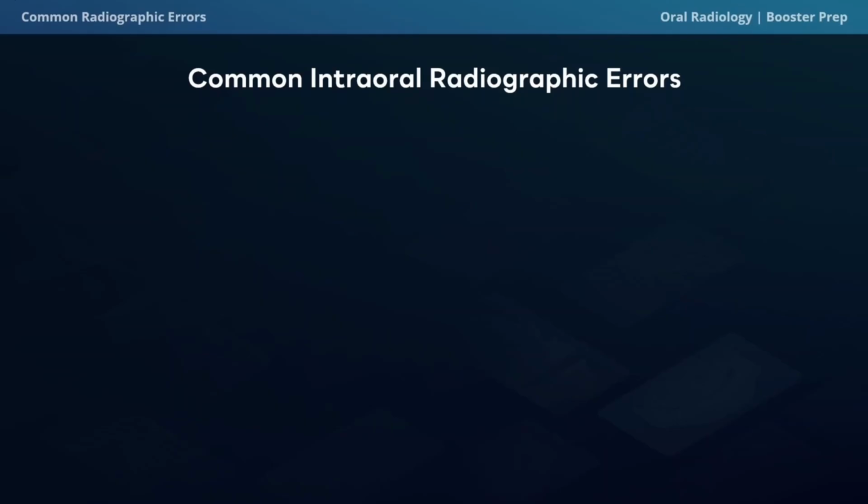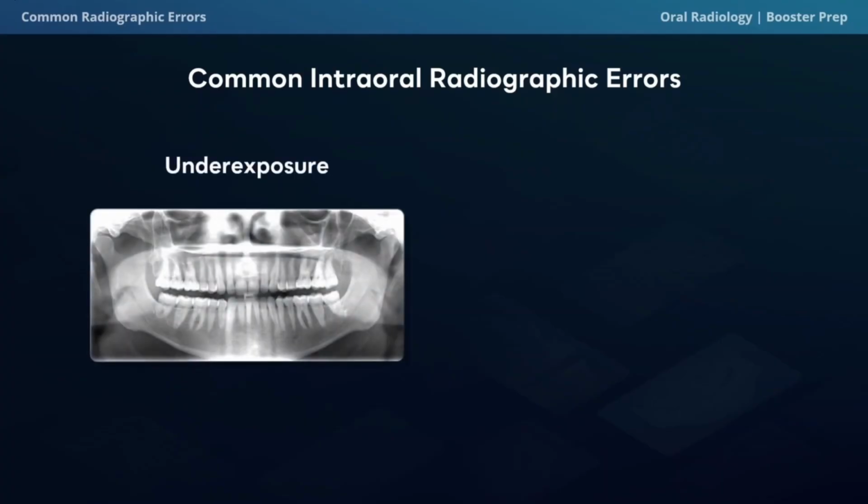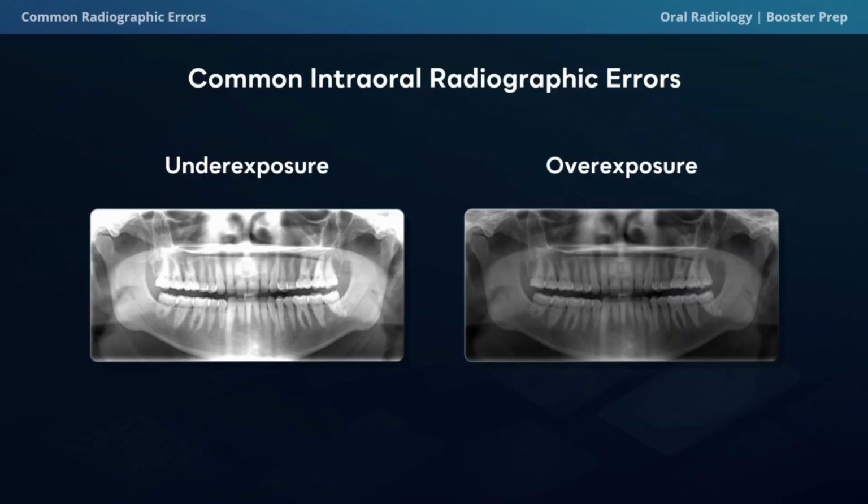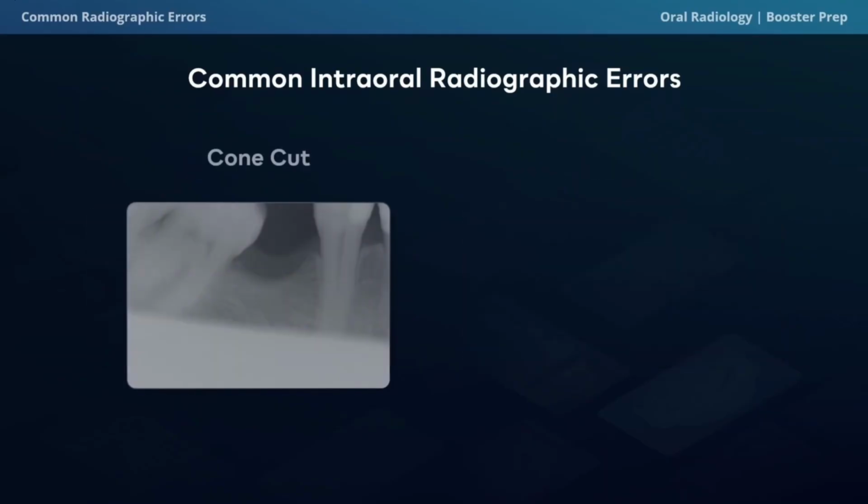The first two that we're talking about have to do with exposure, and one big factor is exposure time. If the exposure time is too short, you'll end up with an underexposed x-ray, and basically this means the image will look too bright or washed out. On the flip side, if the exposure time is too long, you'll get an overexposed image, which will look much darker than it should.